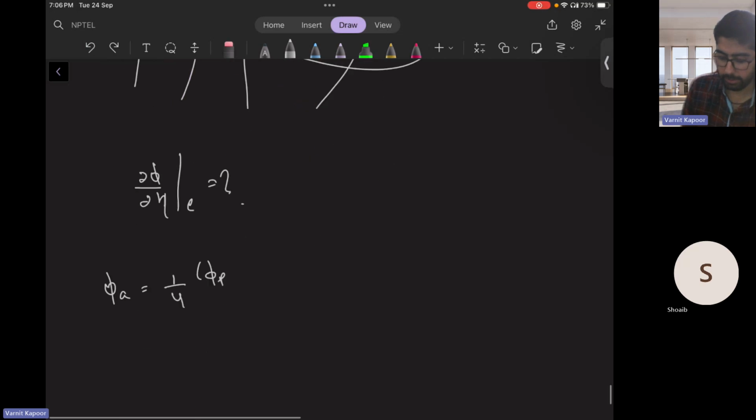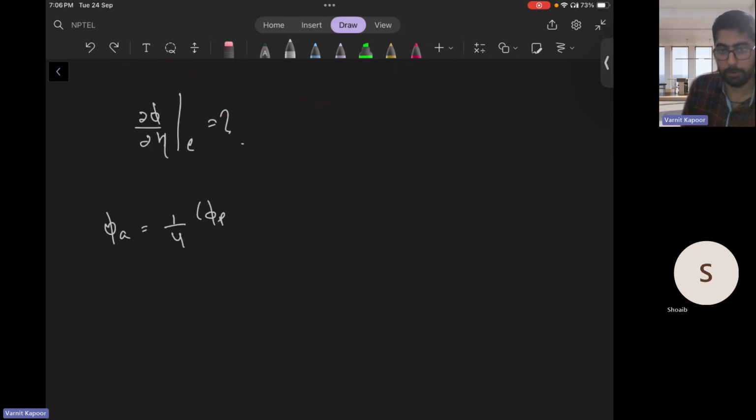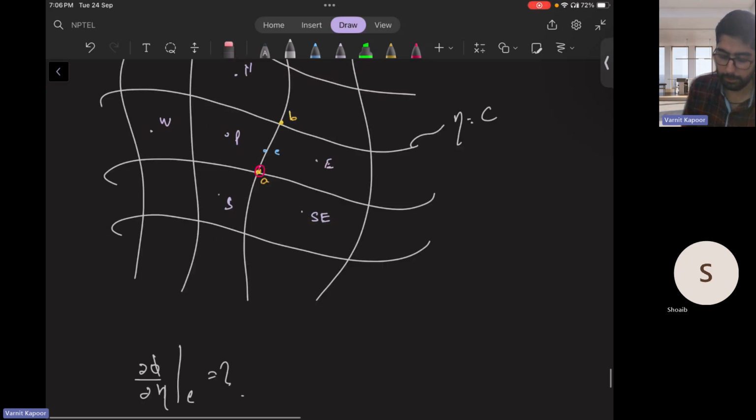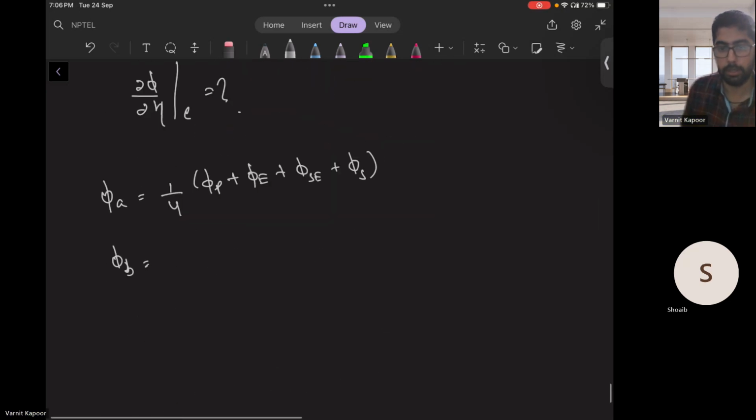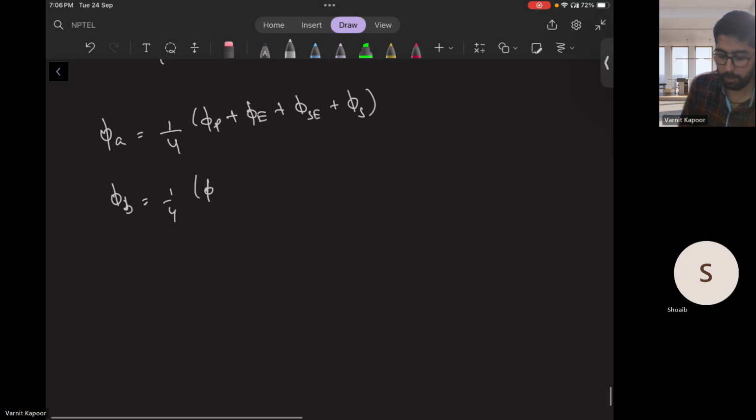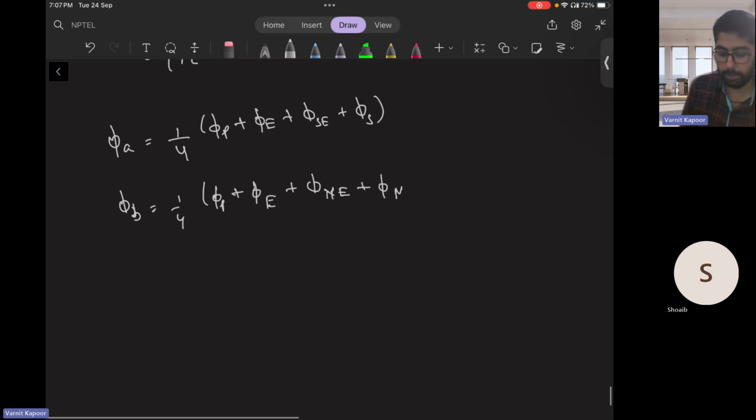It depends on the number of neighboring cells. Not always divide by 4, it is the number of neighboring cells. Phi P plus phi E plus phi southeast plus phi south. Similarly, phi B is covered by north, northeast, P, and east. 1 by 4 of phi P, phi east, phi of northeast, phi of north. And what will be the gradient dou phi by dou eta at east?